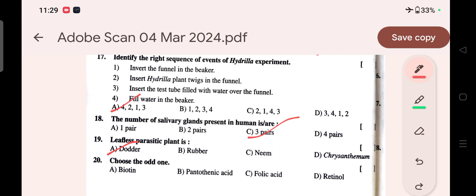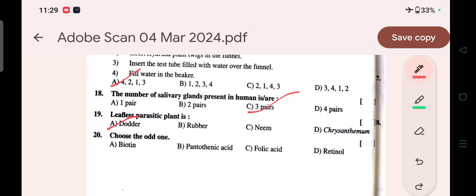Choose the odd one: biotin, pantothenic acid, folic acid, retinol. Retinol is the fat soluble vitamin. The remaining three are water soluble vitamins.